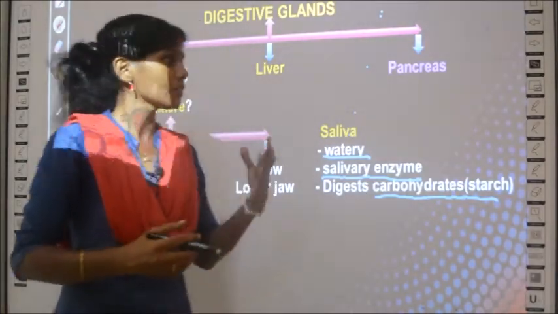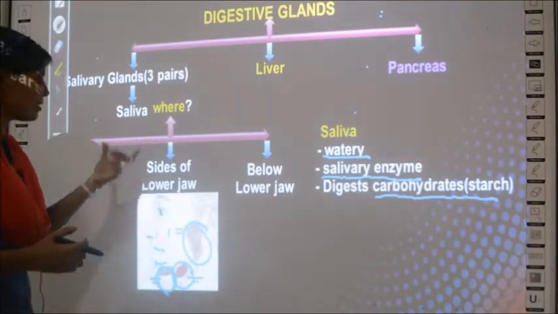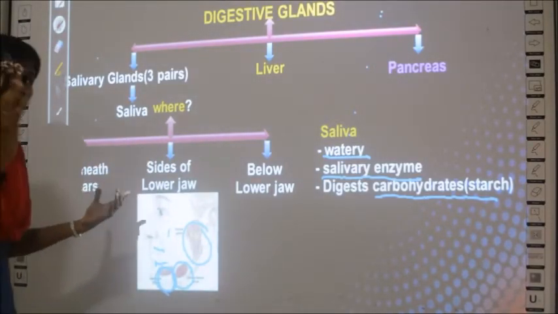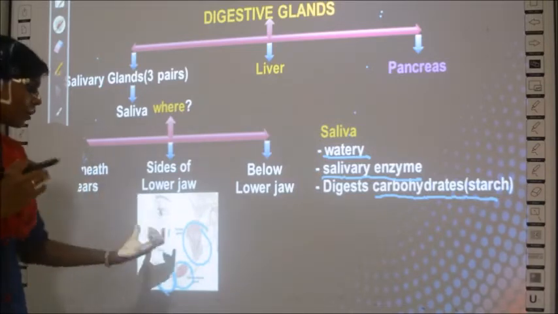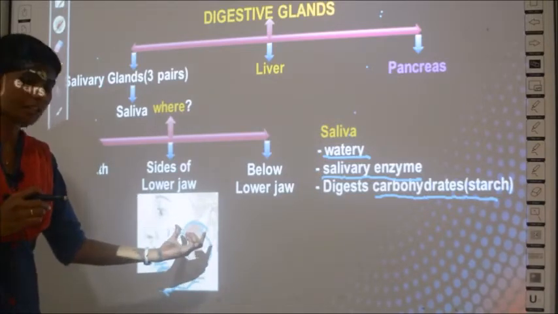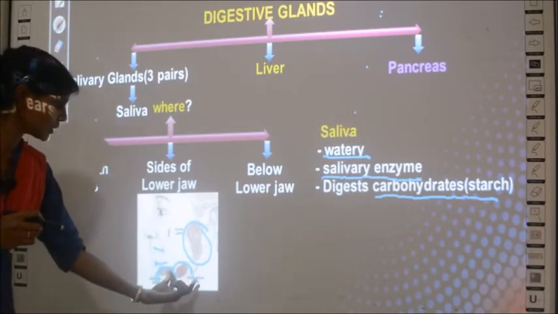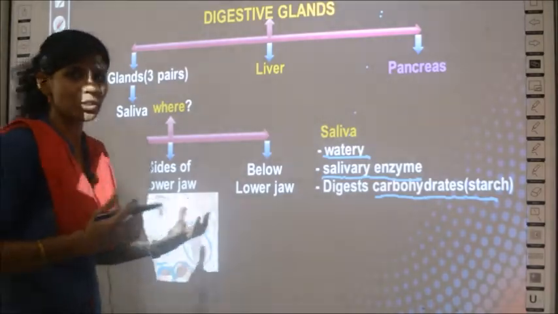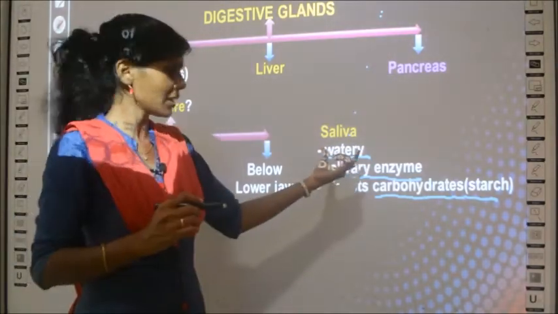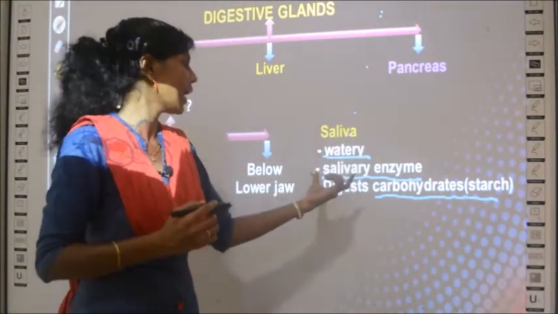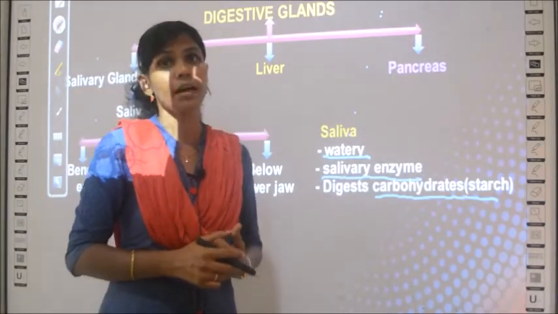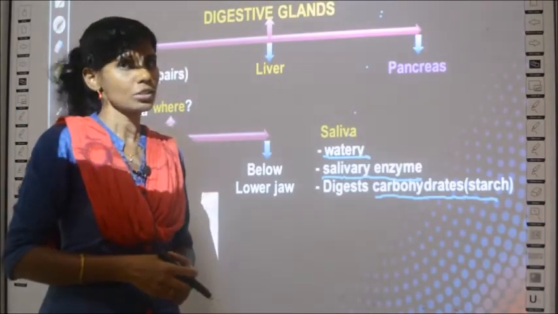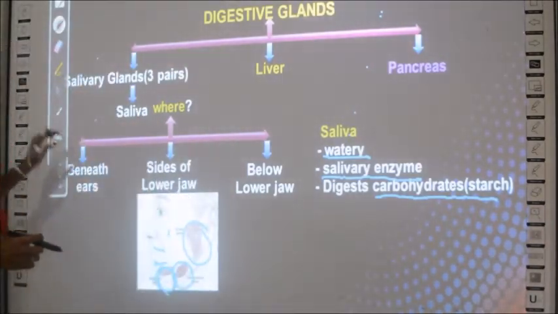So are you clear? We have studied about salivary glands in this slide. Salivary glands are present in 3 regions near your mouth. Where all? Beneath the ears, in the sides of the lower jaw, and directly below the lower jaw. What is its nature? It is watery in nature, a fluid or a liquid, and it has enzymes called amylase which can break down carbohydrates and starch in specific. So this is about salivary glands.